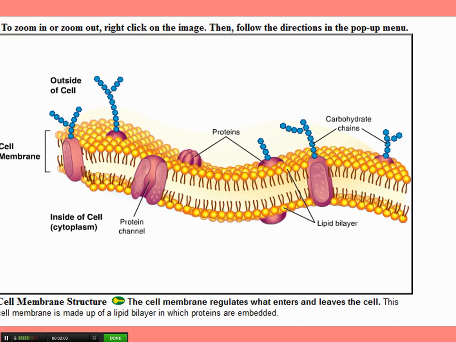Here's a nice picture of the cell membrane from your online textbook. Keep in mind here the cell membrane regulates what enters and leaves the cell. In addition to the phospholipid bilayer, we see proteins in purple and also some carbohydrates. Some of these molecules serve as markers, others are going to aid in cell transport, and we'll talk more about that today.